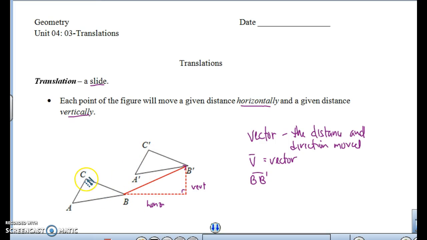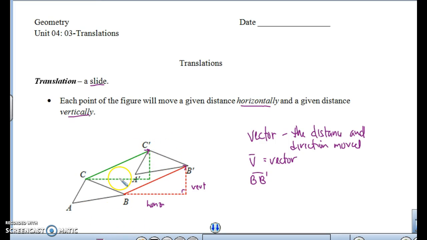So if I want to go from C to C prime, I would go the same vector distance as from B to B prime. Let me do it in a different color so you can see what I'm doing. For C, I went this far to the right and this far up. So I'm going to do the same thing for C. I'm going to go that far and then up, same distance. So my vector from C to C prime would be right here, and it should be the same length as B to B prime. So there's your vector right there.